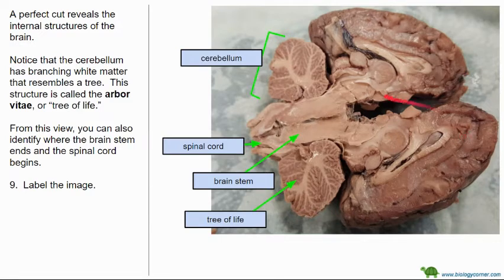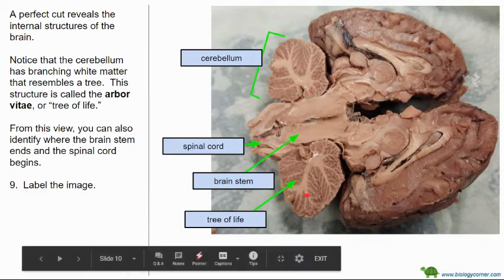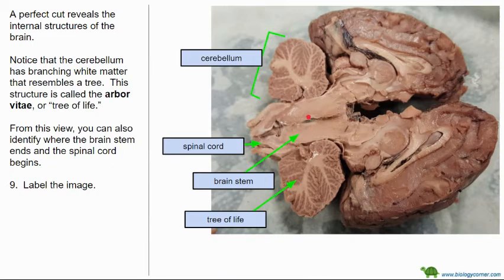Right, so some of these are labeled here. The cerebellum is this whole structure here, but if you notice, it looks like a tree. So this has been named the tree of life. So this green arrow points to the tree of life, arbor vitae, right? Then you could also see the brain stem, which is here, right? So you're going to move that label to use this arrow to point there, and then you can see the spinal cord coming from here. Of course, it's been cut. We don't have the whole spinal cord, but you can see it start to come out of the brainstem there.